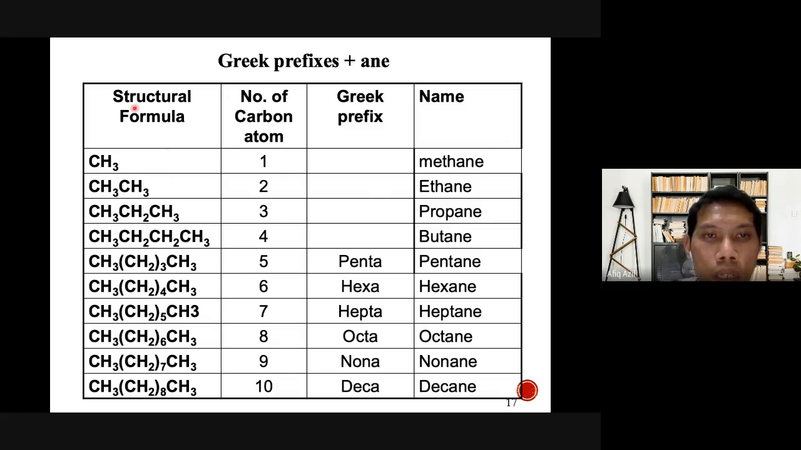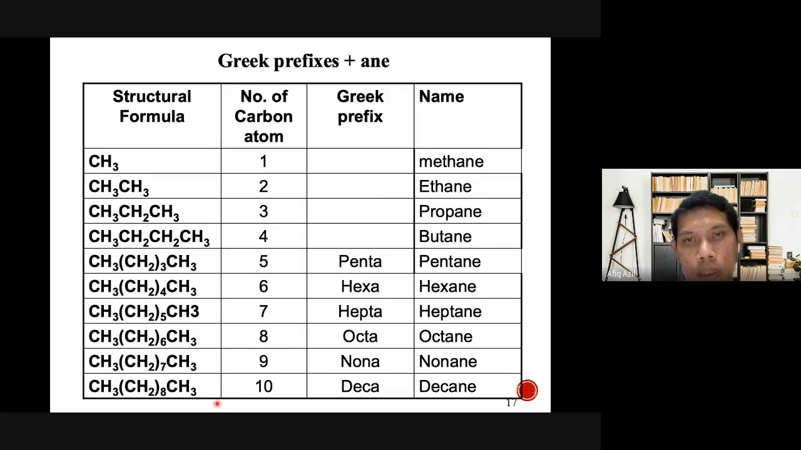So here we have the number of carbon. The first 4 are already given: methane, ethane, propane, and butane. Meth means 1 carbon, eth represents 2, prop is 3, but is 4. While for 5, 6, 7, 8, 9, and 10, it will follow the prefix, the Greek name. So penta, hexa, hepta, octa, nona, and deca.